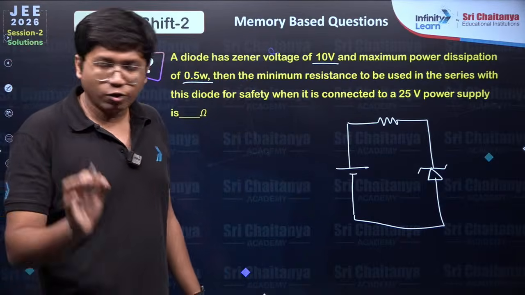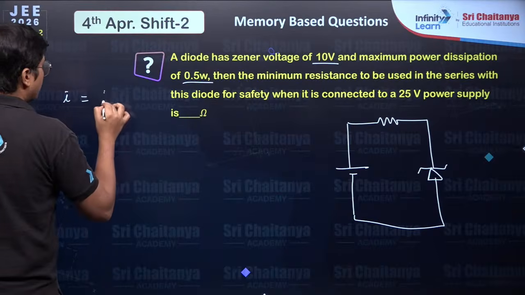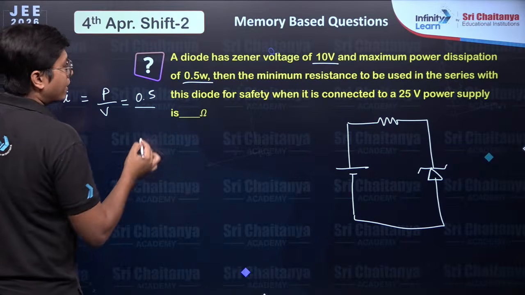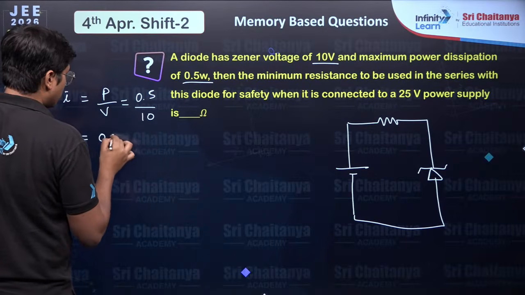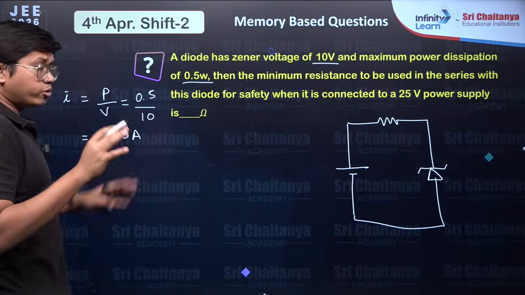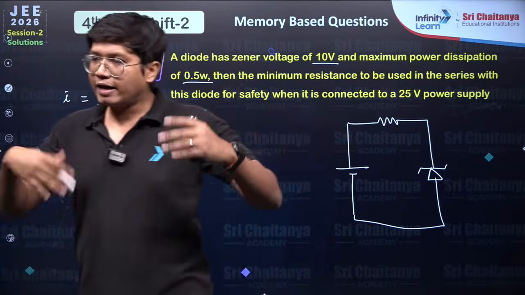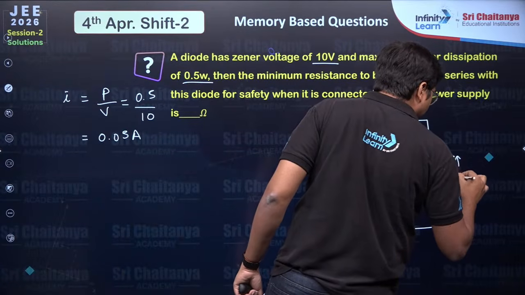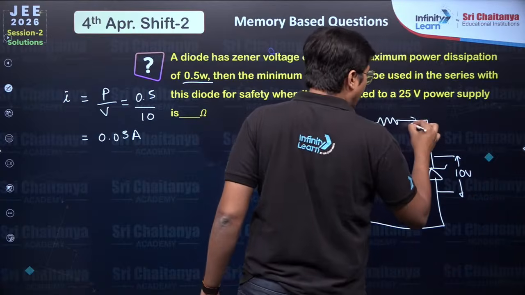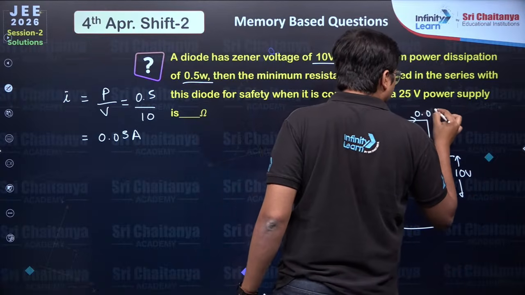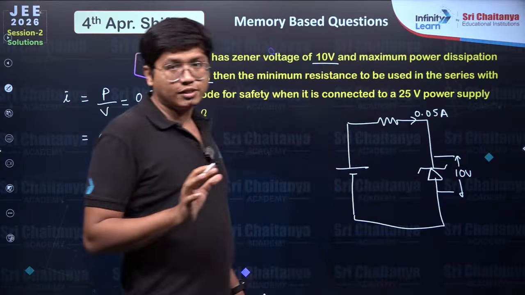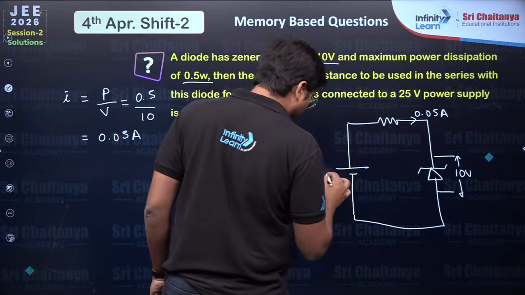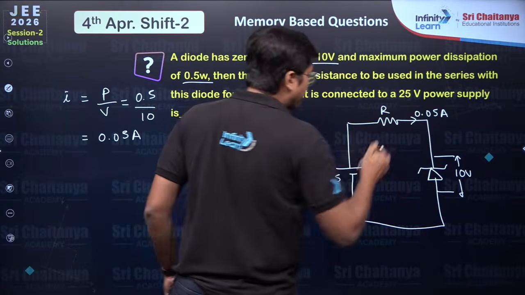The Zener can handle 10 volts and it can handle 0.5 watts. So the current that can flow through it, I is equal to power divided by the voltage, which is 0.5 divided by 10 volts, which is 0.05 amperes. That is the maximum current it can handle. Can't handle more than that. Now you know the Zener technically uses up 10 volts. A current of 0.05 amperes has to flow through the circuit, like the boundary case. This is 25 volts. Let the resistance be R.